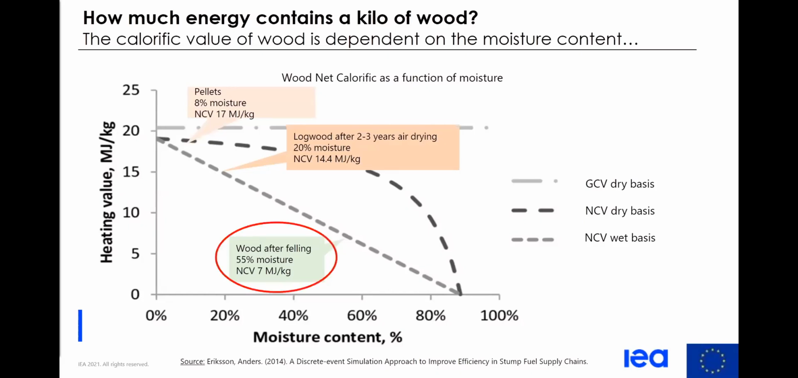It is often the case in Africa that the wood is used fresh because of lack of space for storing and also the danger of being stolen. So in Africa, the average net calorific value of wood is around 7 megajoules per kilogram. And note that for comparison, LPG has a net calorific value of 50 megajoules per kilogram. So there's a big difference between the two.